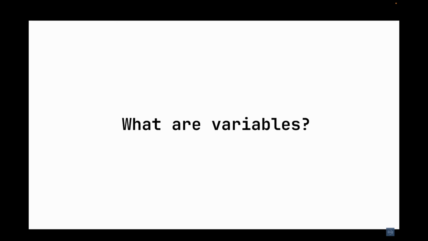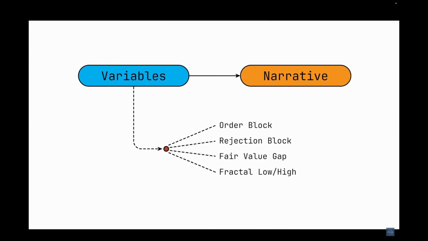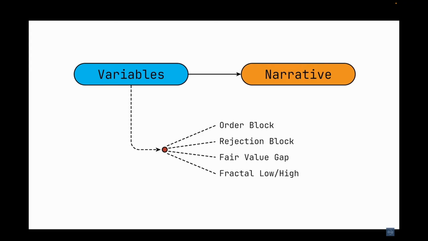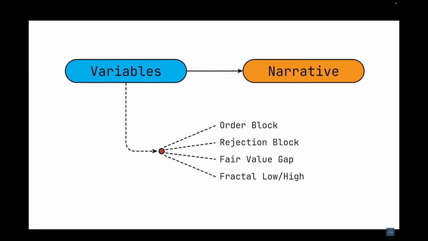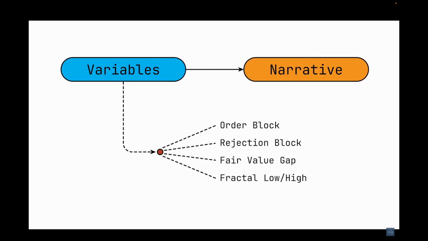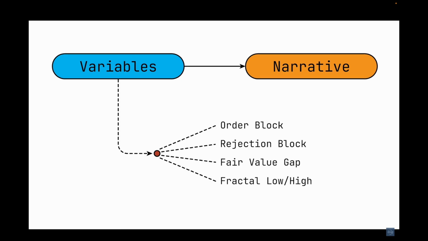What are variables? If you've watched previous videos, you should already be familiar with the concepts of inefficiencies and liquidity zones. These are our variables, and there are 4 most important ones: order block, rejection block, fair value gap, and fractal low and high. That's all we need.